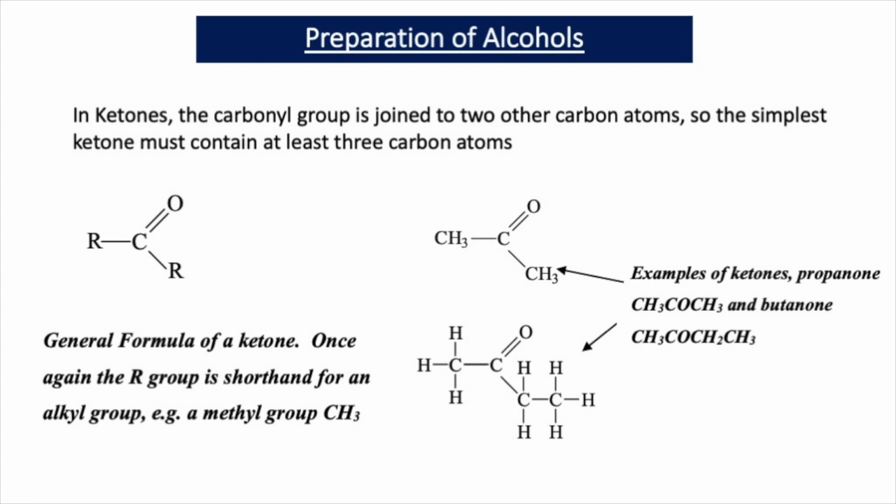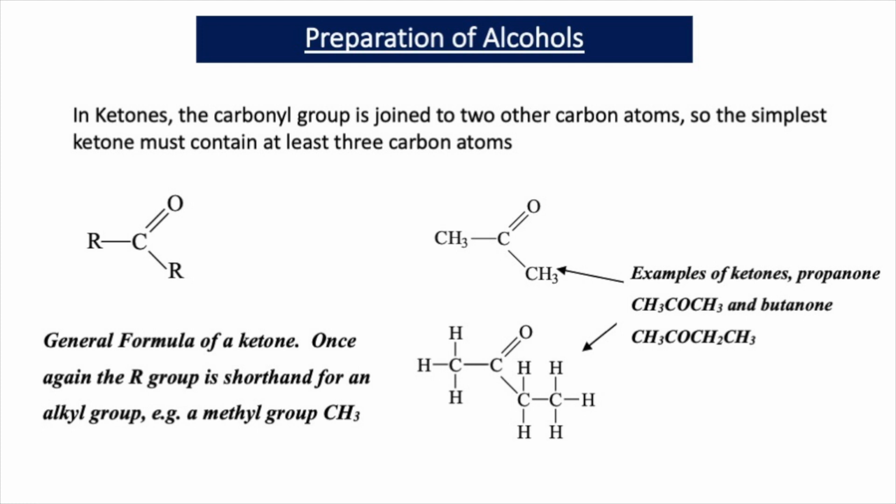Now in a ketone, the carbonyl group, the C double bond O, is joined to 2 other carbon atoms. So the simplest ketone must contain at least 3 carbon atoms. So here's the general formula of a ketone: R, C, double bond O, R. And R represents an alkyl group.